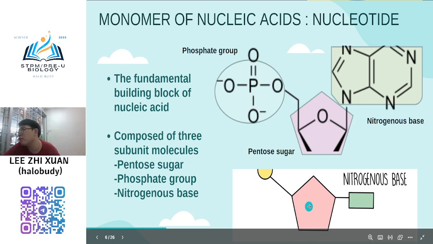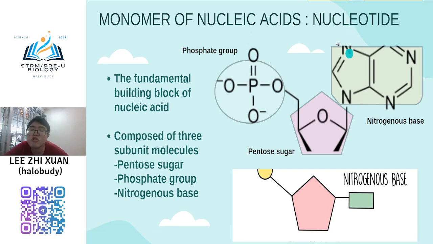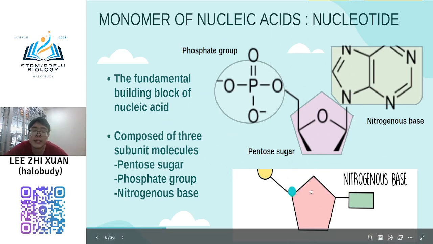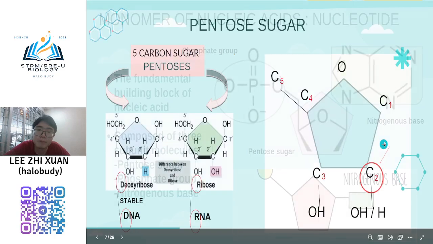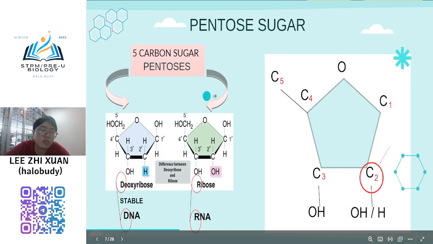When you draw the DNA, which we will learn about later, you can write it here. But if the question already mentions that you need to draw the monomer of nucleic acid, you should draw this full structure, the full original structure. You cannot draw like this. If you draw like this, no marks, I can say. Okay, so, the pentose sugar.